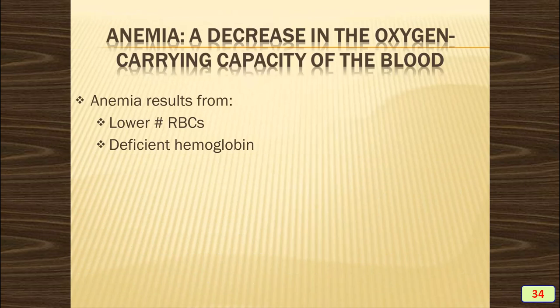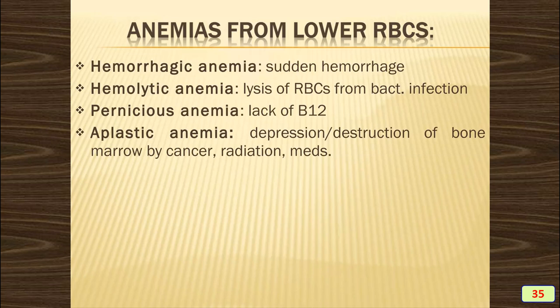Anemia results from lower RBCs. It is a disease of decreased oxygen carrying capacity of the blood, or deficient hemoglobin is another cause. Animals get lower RBCs from a sudden hemorrhage, sometimes from an accident. The hemolytic crisis will directly start.